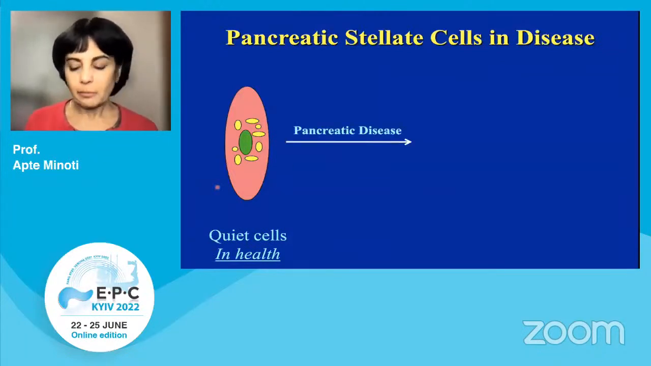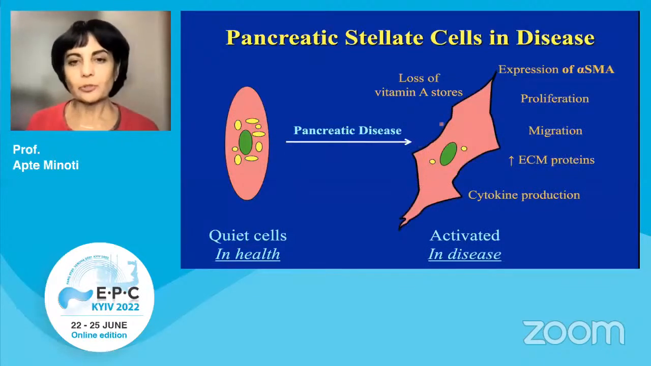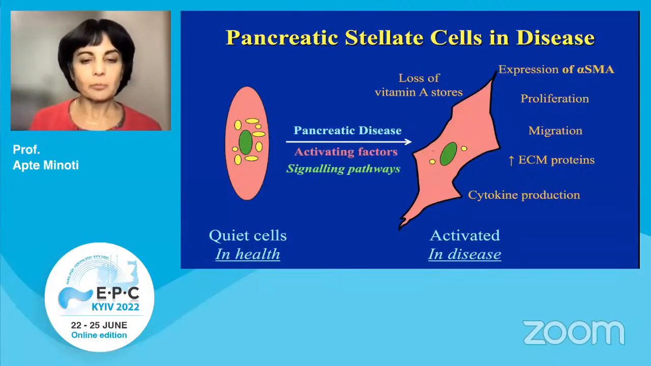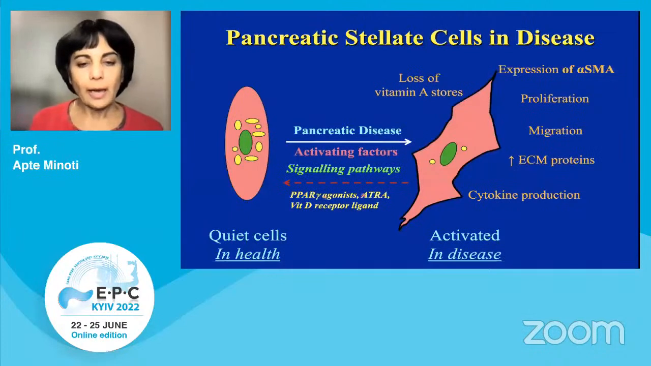During pancreatic disease, these cells become activated to a myofibroblast-like phenotype, which is associated with the loss of vitamin A stores and a number of functional changes, including excessive synthesis of extracellular matrix proteins. Many activating factors have now been identified for activating stellate cells over the years, and a number of signaling pathways have also been characterized and defined, which mediate this activation process. But in recent times, there has been more interest in the pathways that might mediate the reversion of activation to quiescence of these cells. And these pathways include the PPAR gamma agonists, such as troglitazone, all-trans-retinoic acid, which is a metabolite of vitamin A or retinol, and the vitamin D receptor ligands.